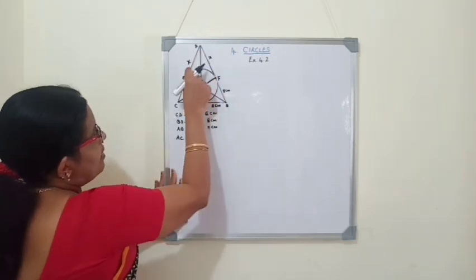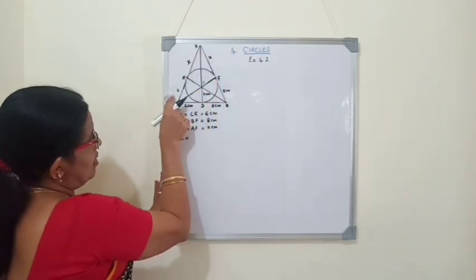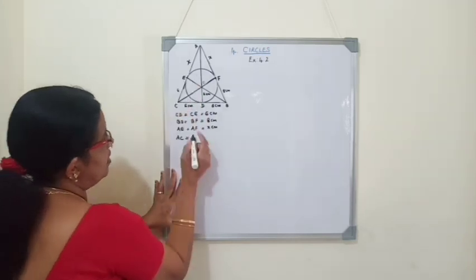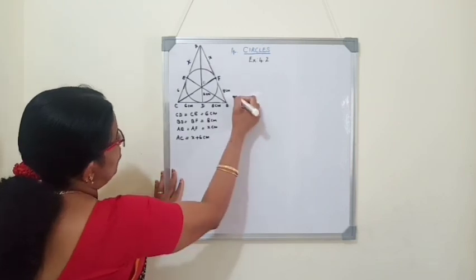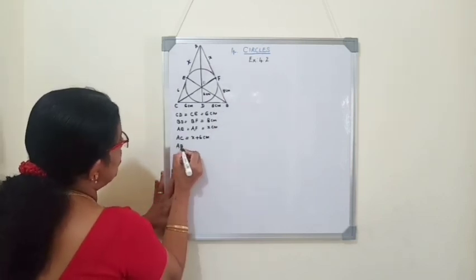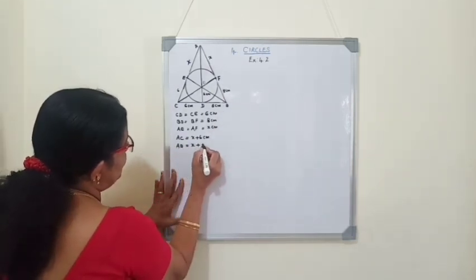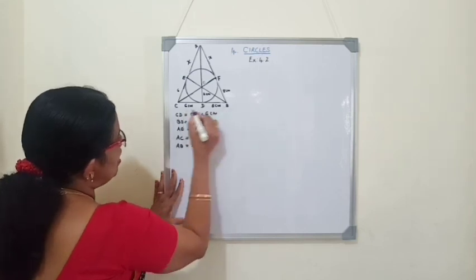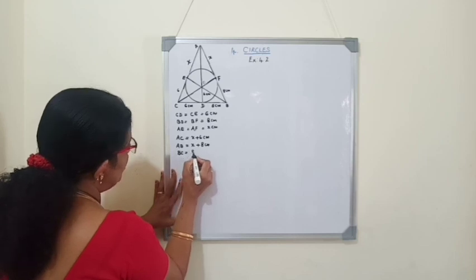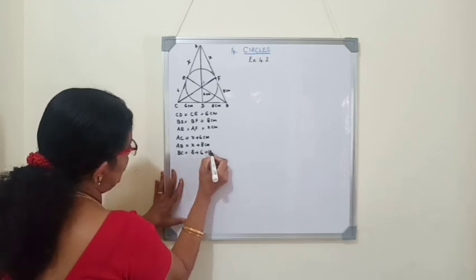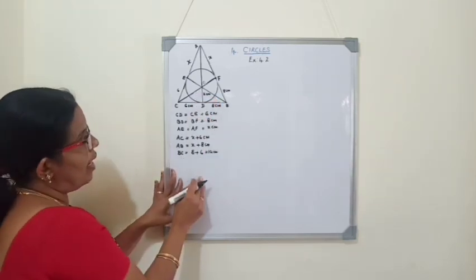Till AE it is x and from E to C it is 6. So what is AC? X plus 6. This is x plus 6 centimeter. And what about AB? AB equals x plus 8 centimeter. And what is BC? BC is 8 plus 6, 14. BC equals 8 plus 6, 14 centimeter. So we got the sides of the triangle.